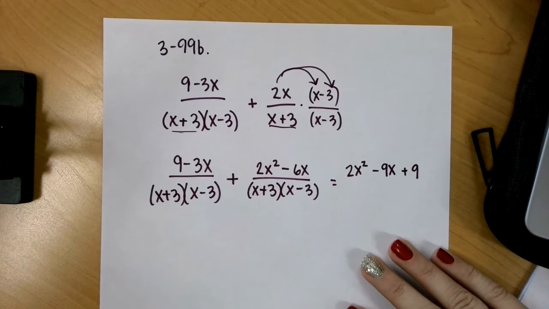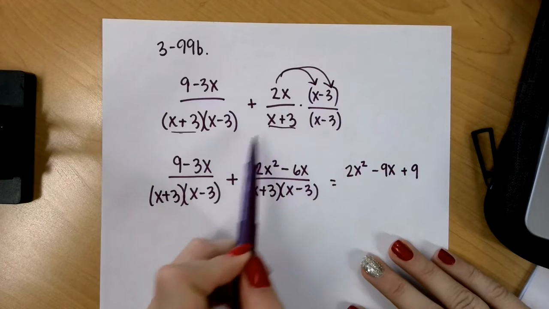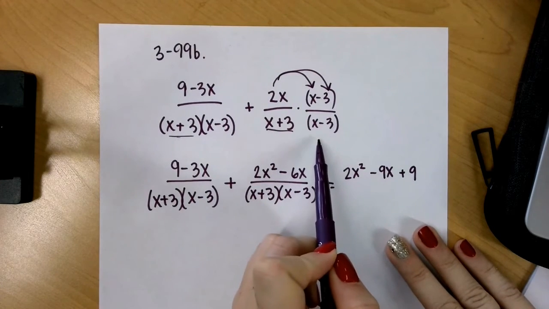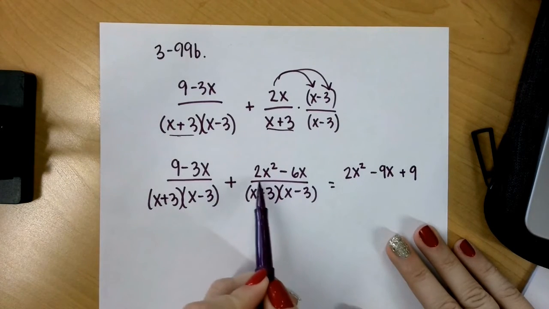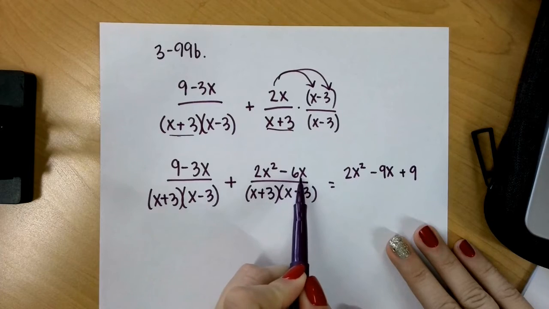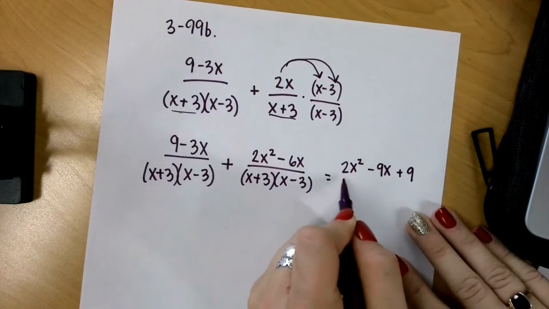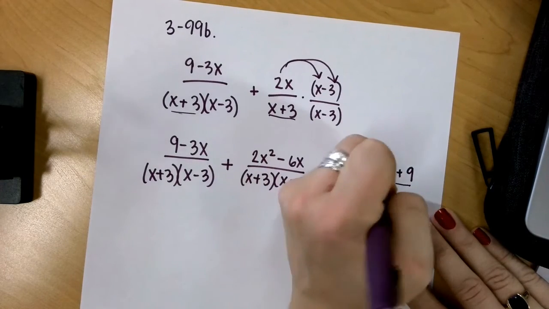399b is super similar to 399a. So the first thing that I noticed was that my second equation was missing the x minus 3. So I multiplied top and bottom by x minus 3. I had to distribute my 2x. So I ended up with 2x squared minus 6x. I just brought down my first part. Now I'm to the point where I'm combining like terms. And now I have that common denominator.